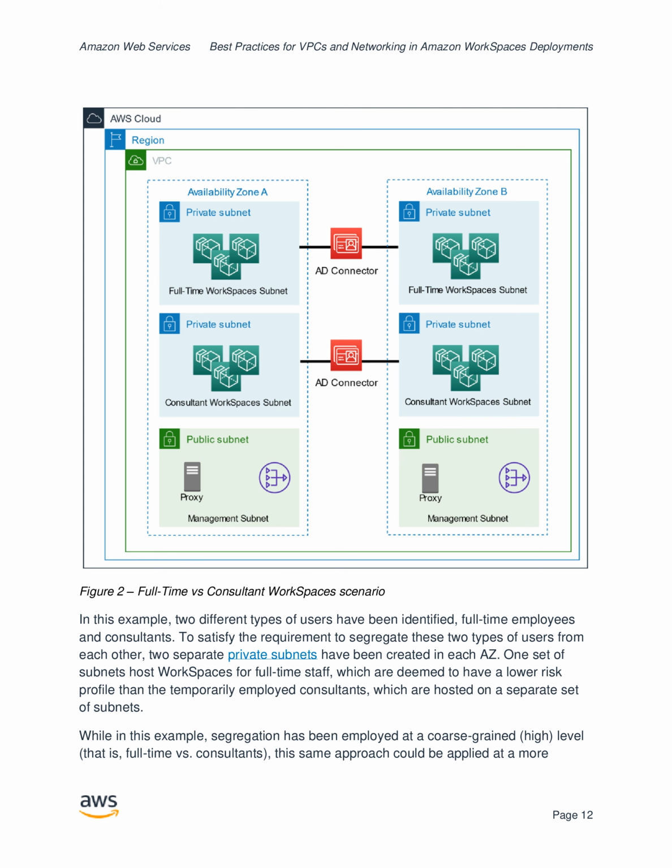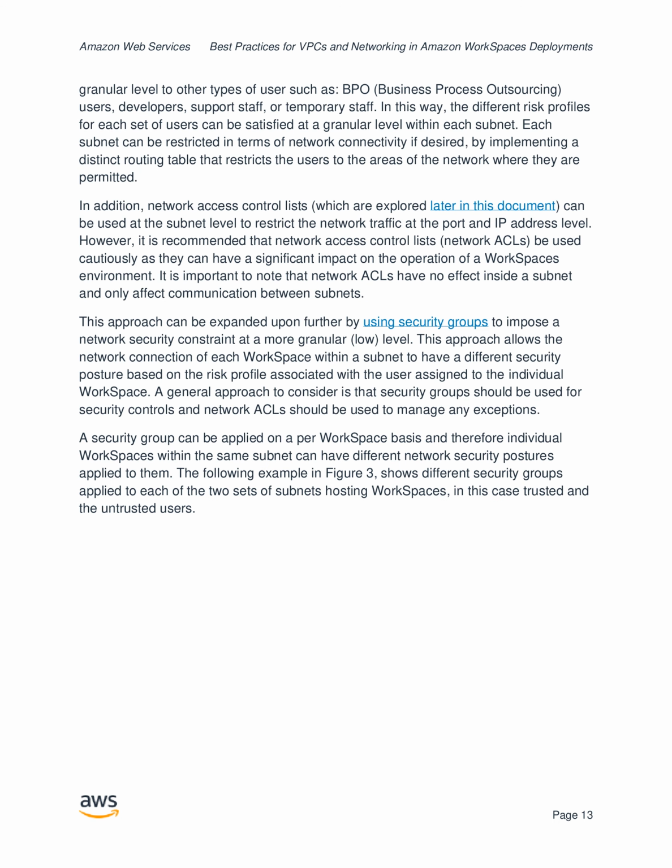While in this example, segregation has been employed at a coarse-grained, high level, that is, full-time versus consultants, this same approach could be applied at a more granular level to other types of users such as BPO, business process outsourcing, users, developers, support staff, or temporary staff. In this way, the different risk profiles for each set of users can be satisfied at a granular level within each subnet. Each subnet can be restricted in terms of network connectivity if desired, by implementing a distinct routing table that restricts the users to the areas of the network where they are permitted.